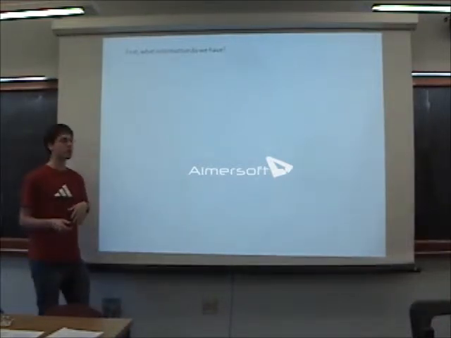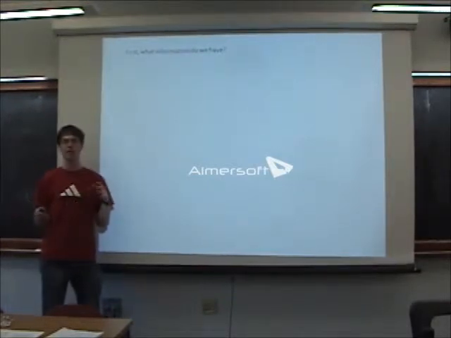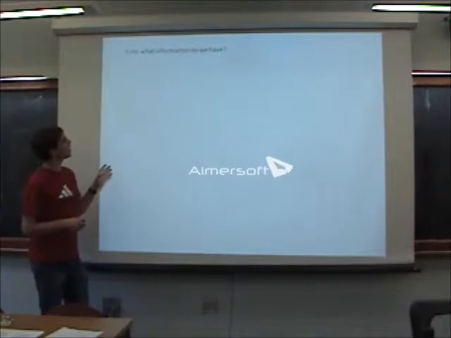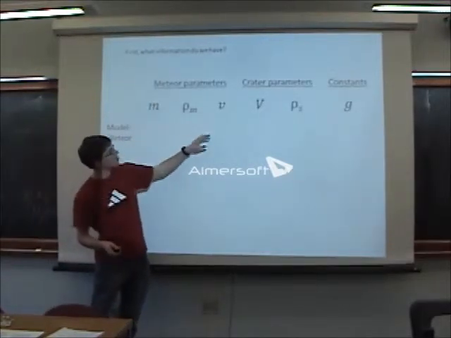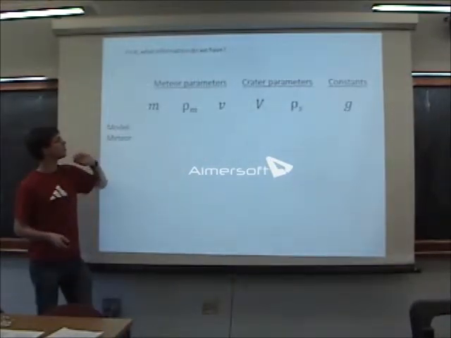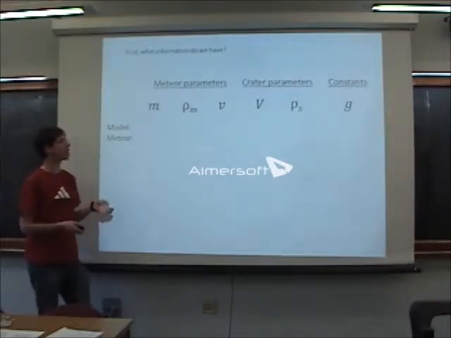So the first thing I like to do here, since all the variables they give us are just laid out in the paragraph, is take a little inventory of what we have, just for starters. We broke it down into the meteor parameters, the crater parameters, and the constants. Those are all our variables. And then we look to see what relationships we have between them.